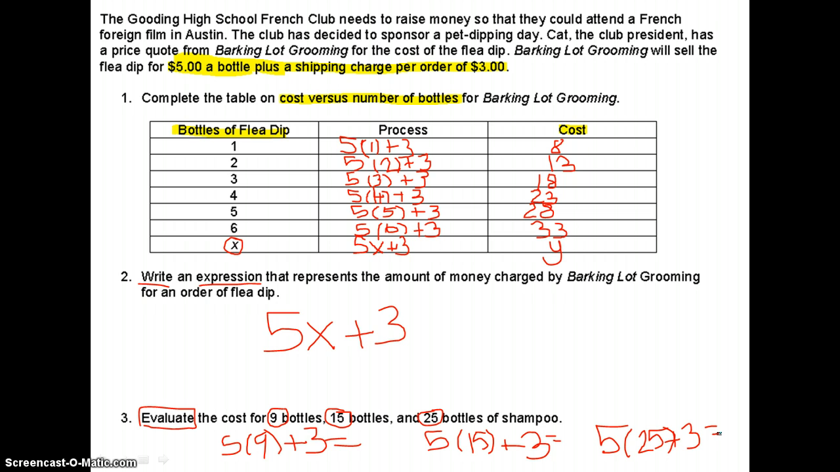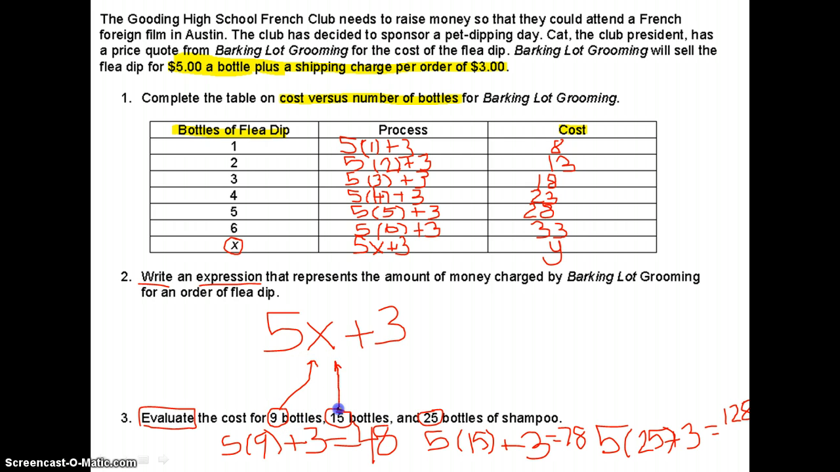So 5 times 9 plus 3 is 48. 5 times 15 plus 3 is 78. And 5 times 25 plus 3 is 128. Okay, so again, I would just plug these in because X represents bottles.